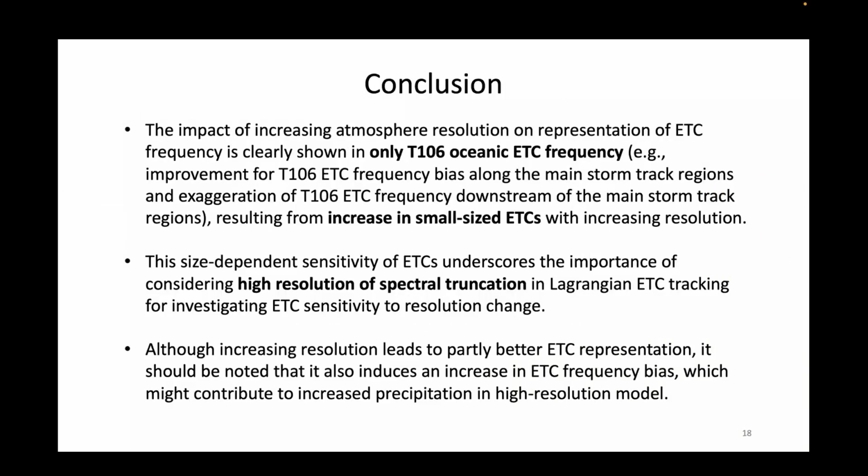This study aims to clarify the sensitivity of Northern Hemisphere cool season cyclones to atmosphere resolution change in GFDL SPEAR models. The cyclone sensitivity is clearly shown in only T106 cyclones. Specifically, increasing resolution leads to better representation in some parts, but also exaggeration of T106 cyclone number. And we can also find it results from increase in small size cyclones with increasing resolution.